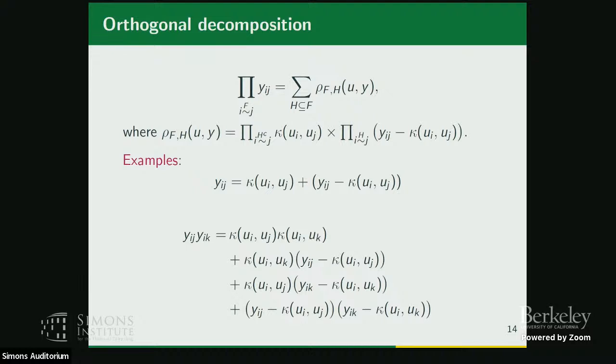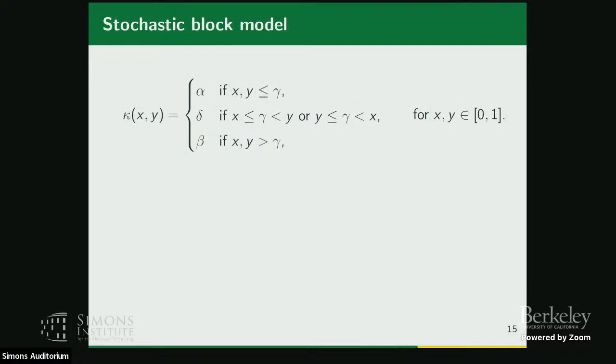Here there's no orthogonal decomposition yet. For example, take the stochastic block model, where gamma is the threshold on the two communities. Then alpha is the probability that two nodes are connected within the first community. Maybe I'll just draw this: alpha here, beta and delta here. That's the stochastic block model we are considering.